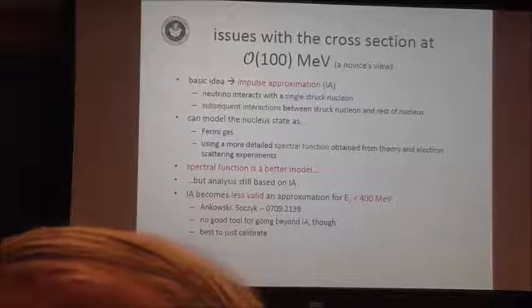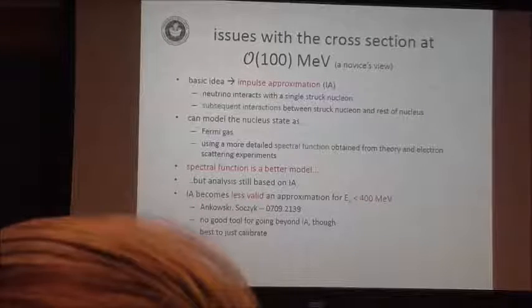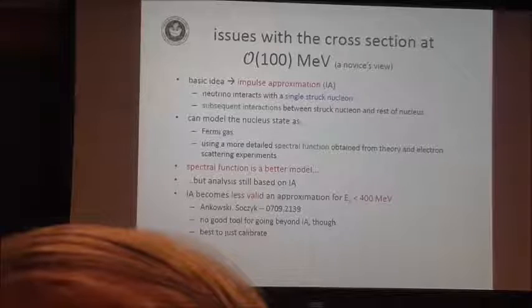But the analysis is still based on the impulse approximation, that you can essentially factorize your scattering process into those two pieces. And that's estimated to be less valid, starts to break down for energies below about 400 MeV, which is right where we are. And so I'll just refer to this paper here as a place which describes some of these issues and gives a set of references.